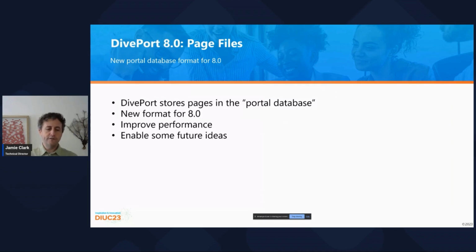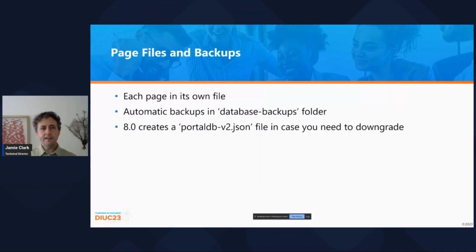We've got a new file format for 8.0. The reason for this is it will improve performance when you're making changes to pages, and also will open up some ideas for the future, which I'll tell you about in just a moment. But the key thing here with this change is that DivePort 7.2 stores all of the pages in one portdb JSON file, which can get very big. And DivePort 8.0 will store those in separate page files. Each page will have its own file. They're much smaller, and there's much less to track for a given page.